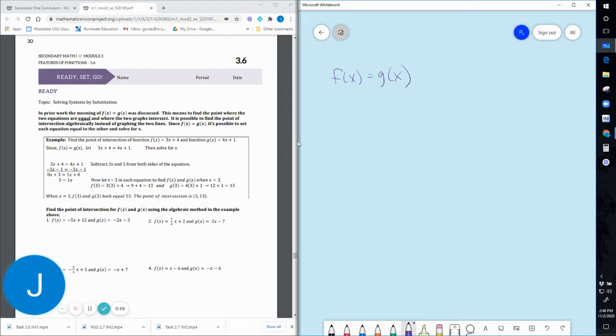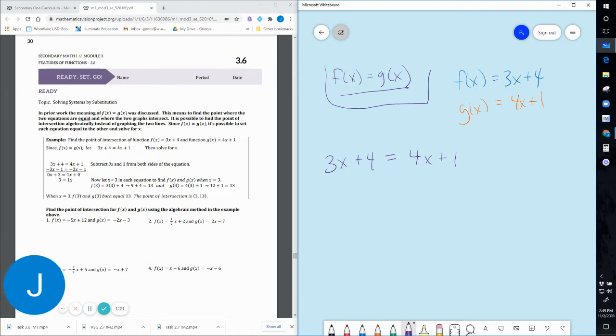So I'm going to just go over the example that it gives you. It says that this is true. It also says that f of x equals 3x plus 4, and g of x equals 4x plus 1. Since they equal each other, that means that we can just set them equal to each other. So those two equations equal each other: 3x plus 4 equals 4x plus 1. And then we're just going to solve for x.